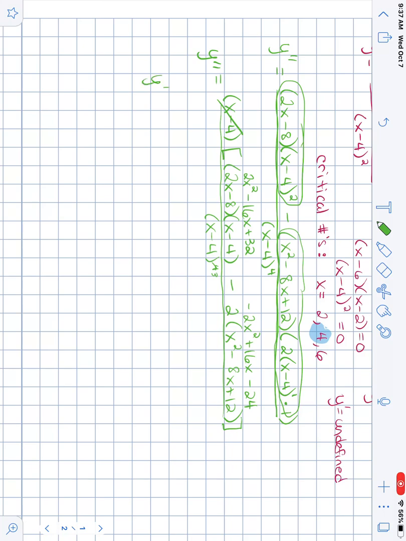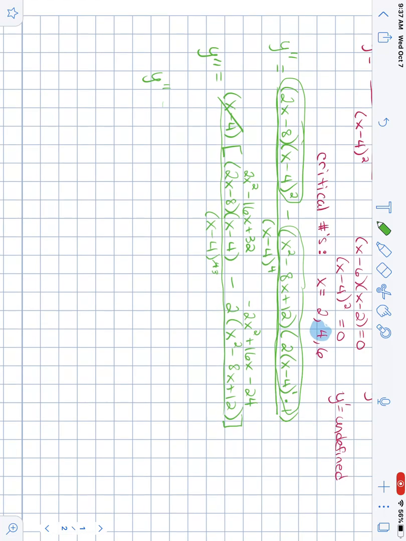If I simplified the numerator now, 2x squared and negative 2x squared cancel, negative 16x and positive 16x cancel, so all I'm left with is 32 minus 24. So this second derivative is 8 over (x minus 4) cubed.